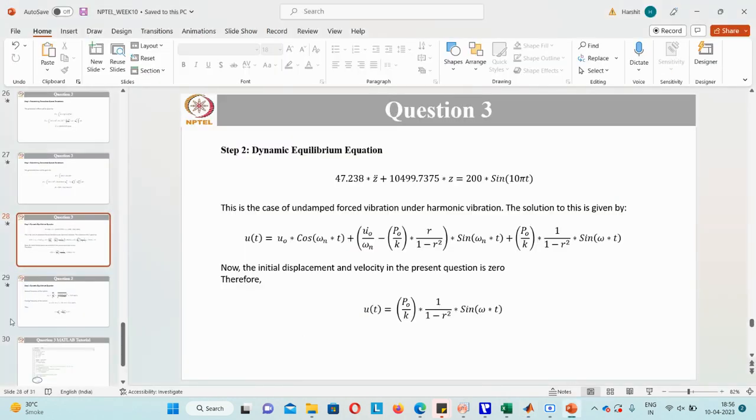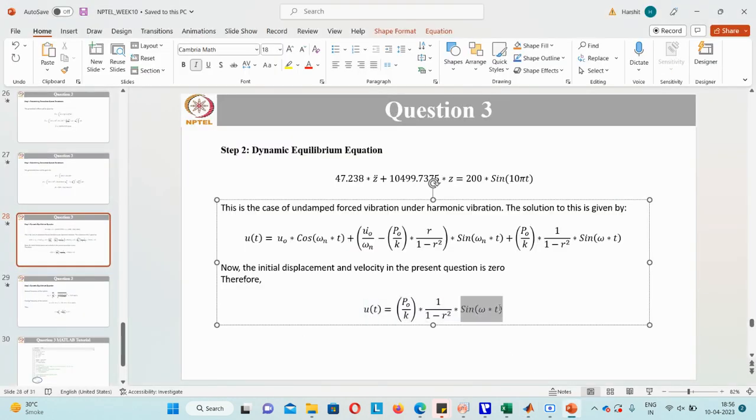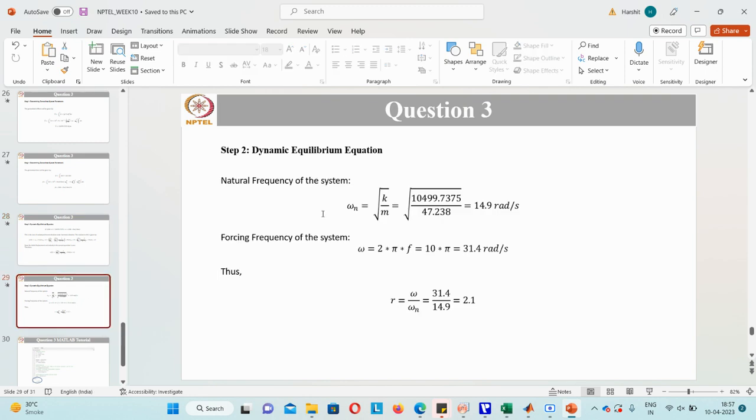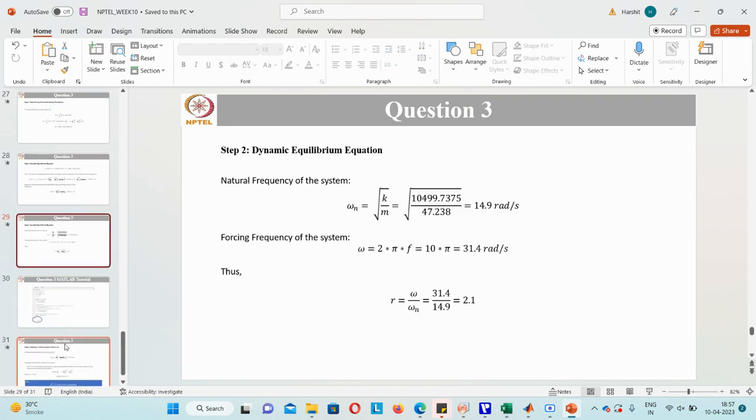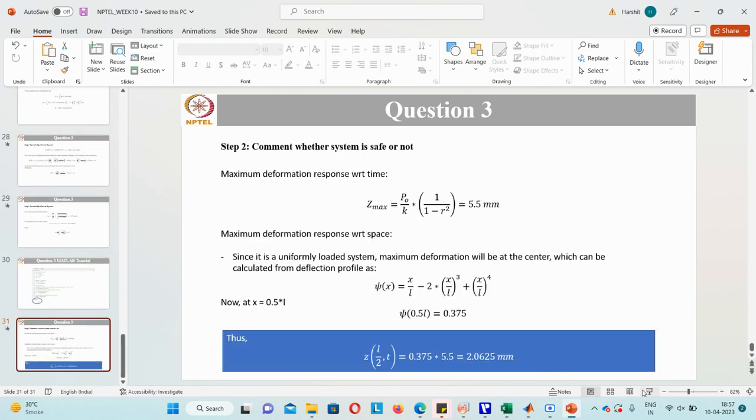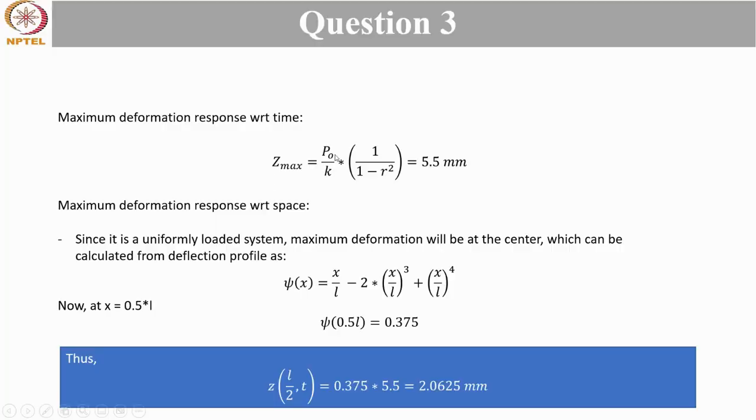We could have written that directly also, since the maximum value of sine omega t is equal to 1. So U max will be P naught by K into 1 upon 1 minus R square. So you can see it directly also. Upon substituting the values, you will get 5.5 millimeter only. So both theoretically and through code, we are getting the same value.